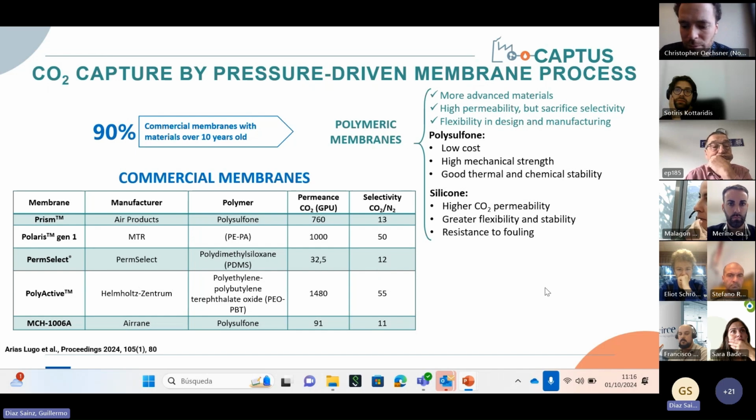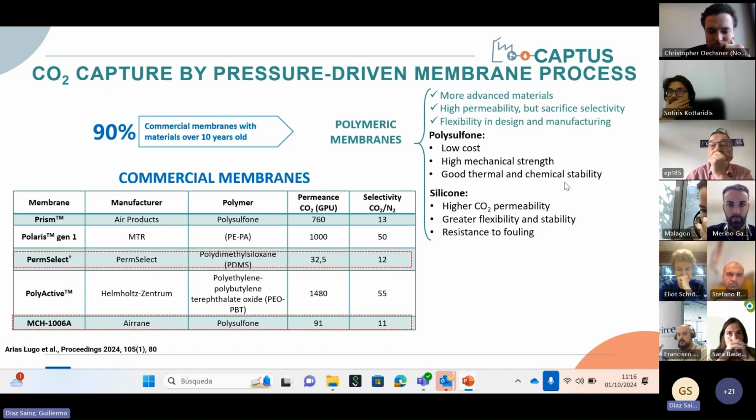In this sense, in the research group, we are focused at this moment on the polysulfone and the silicon membranes because there are some advantages. For example, polysulfone is very low cost, with high mechanical strength, good thermal and chemical stability. And the silicon has a greater CO2 permeability, also flexibility, stability and resistance to fouling. So these materials have very interesting applications. And as you can see in the table, it also has very interesting trade-offs between the permeance of the CO2 and the selectivity of CO2 and nitrogen.